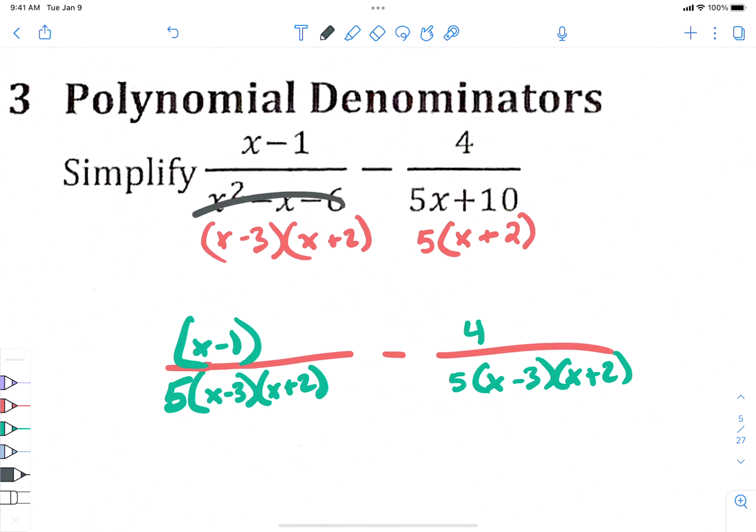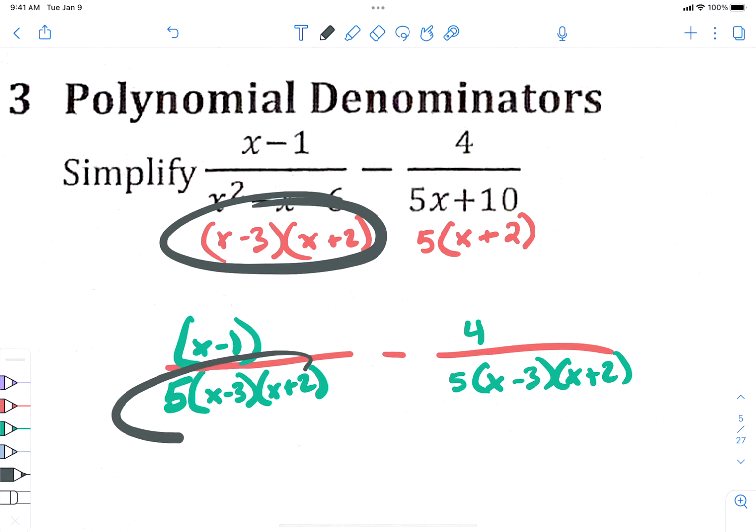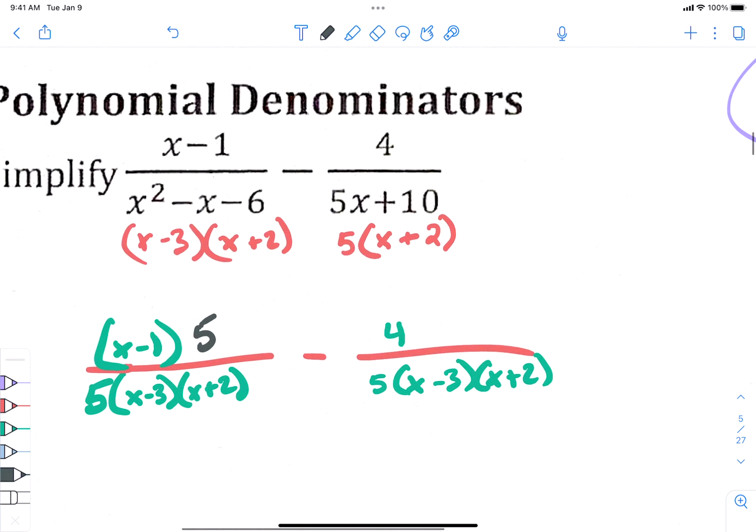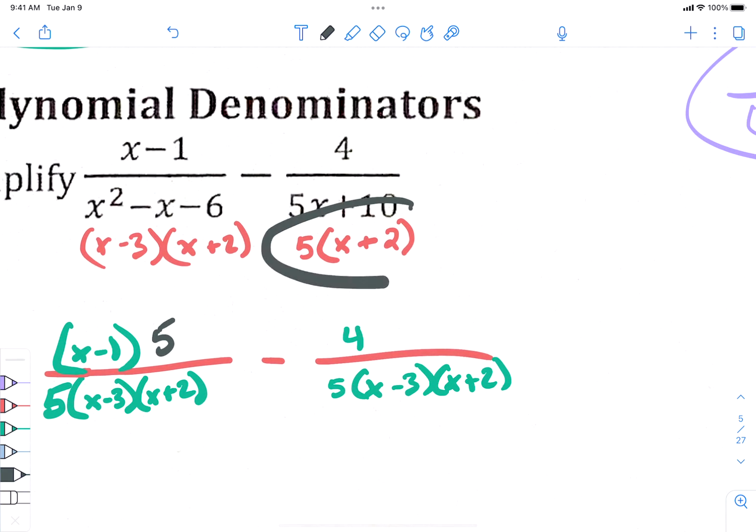Looking at this bottom right here, what is it missing that it doesn't already have? It needs a 5, right? You see that? It doesn't have a 5 down here. So we have to multiply it by 5. Okay? Now let's hop over to the 4. Look at its bottom: 5 and x plus 2. What does it not have? It does not have an x minus 3, so we need to get an x minus 3 there.